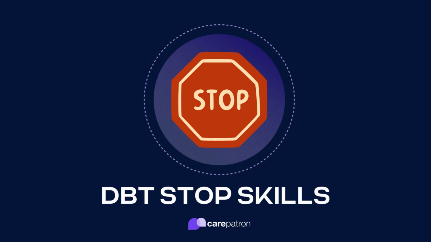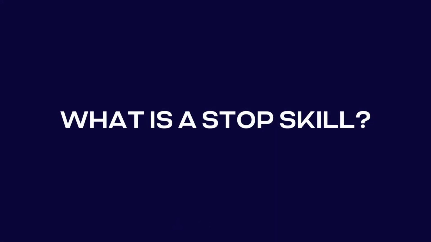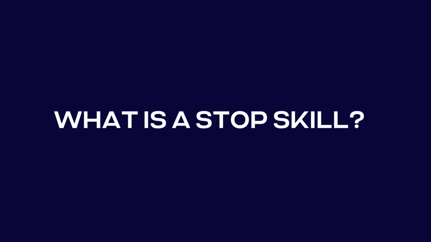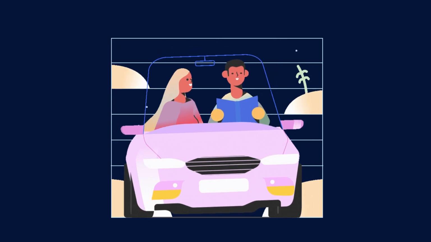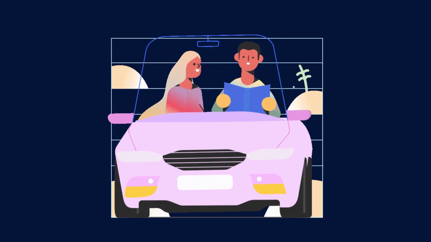To better understand the importance of the STOP acronym in the context of a DBT STOP Skills list, it's helpful to compare it to how we behave when approaching a stop sign. Imagine approaching a stop sign while driving. The immediate action is to literally stop. This momentary pause allows us to assess the surroundings, evaluate potential risks, and decide on the appropriate action.